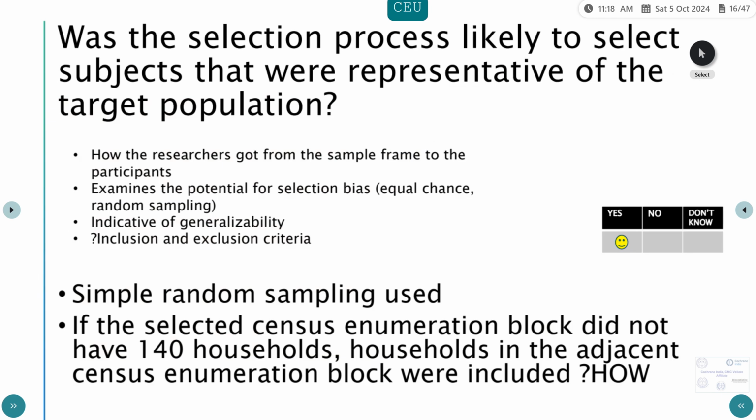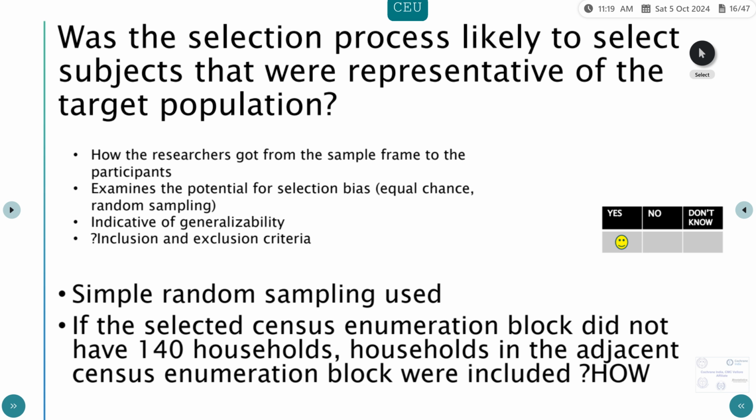So, was the selection process likely to select subjects that were representative of the target population? Now, after you develop that sampling frame, when you are selecting individuals or study participants, you want to make sure that those are also representative of the total population. So here you want to look at what was the inclusion and exclusion criteria, if any, that they have included, whether the sampling is enough or is representative of your target population so that you can generalize the results that you get from the study. Then whether there was any selection bias.